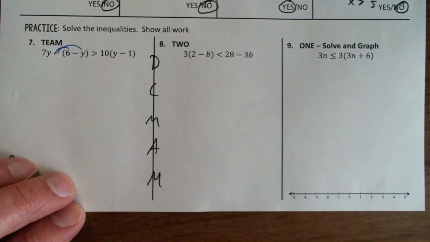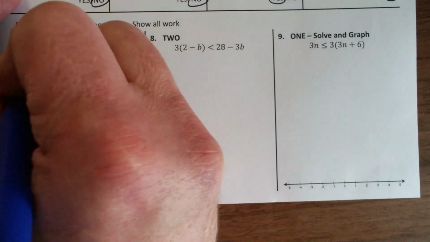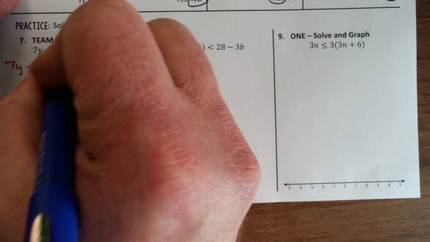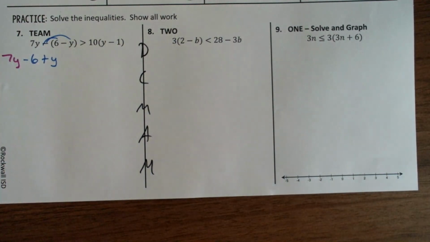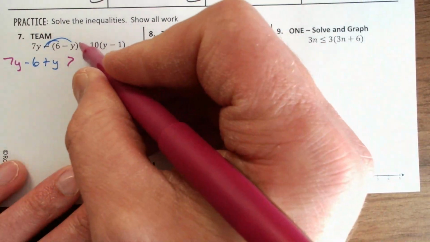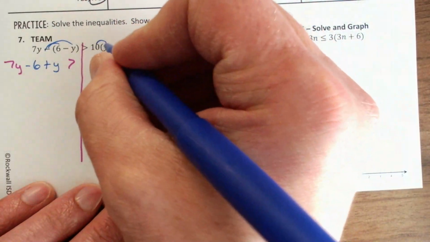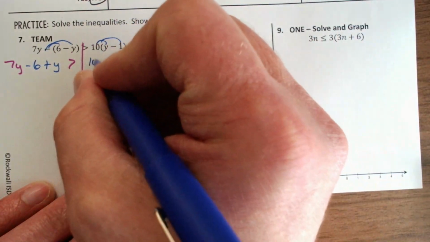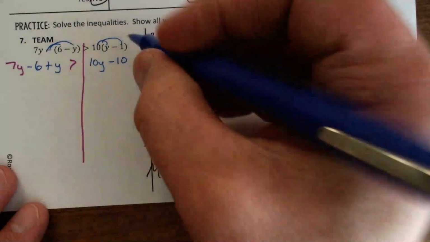So I'm going to go ahead and start with distributing. I distribute that negative. Nothing happened to the 7y. It stays the same. This becomes negative 6. Negative times a negative makes a positive. My greater than symbol stays. I'm going to draw a little line right here. I'm going to distribute this 10. 10 times y is 10y. 10 times negative 1 is negative 10. Distributing. Done.